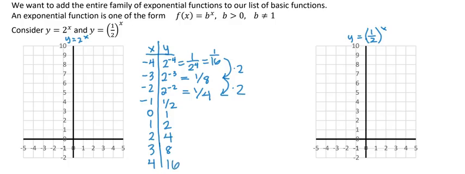So if we start plotting these points, we're starting at -4, 1/16, very, very close to the x-axis. -3, 1/8, still pretty darn close to the x-axis. -2, 1/4. -1, 1/2. 0, 1. 1, 2, 2, 4, 3, 8, and then it falls off of our graph. 4, 16 is a little too high.